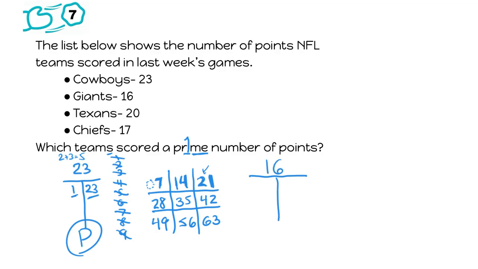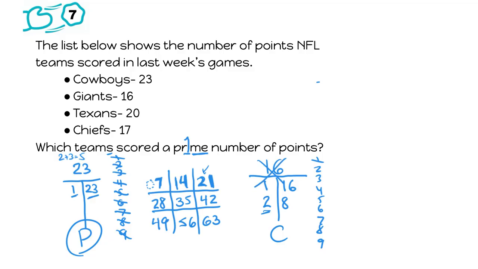16, 1, 2, 3, 4, 5, 6, 7, 8, 9. 1 times 16. 2, yes, 16's an even number, so 2 is going to work. 2 times 8. Now, as soon as I wrote that 2, 16 cannot be prime, because remember, a prime only has 1 and itself. Since we have 1 and 16 and we have a 2, this is not a prime number. This is a composite number. And so 16 is out.